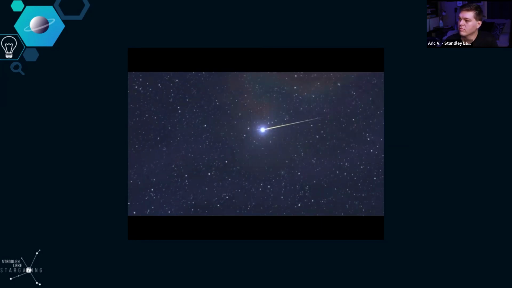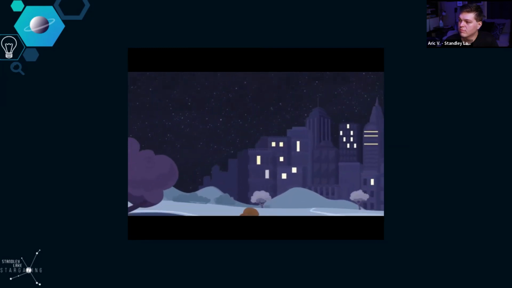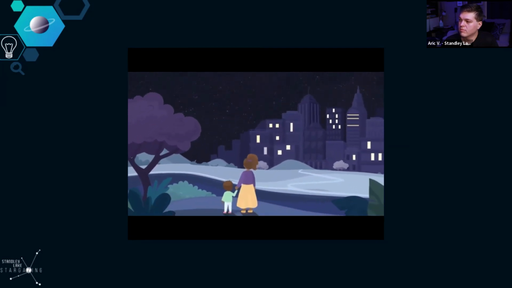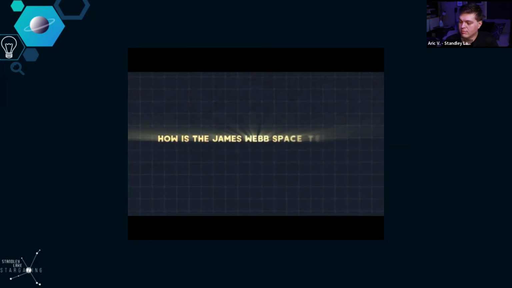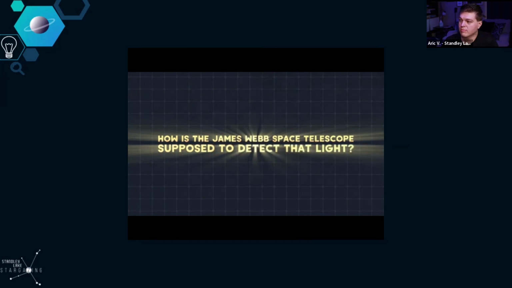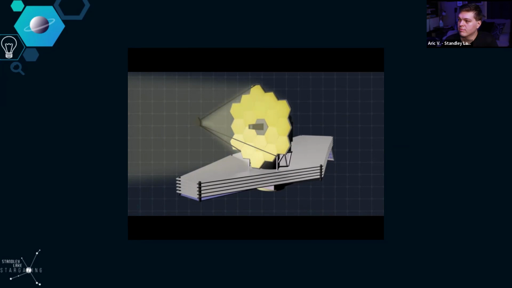Every time you look up at the night sky, just know that there are many stars and galaxies, the light of which stretched and became invisible or too faint for you to see. So here's a question. How is the James Webb Space Telescope supposed to detect that light? It will be assisted by a huge mirror, which will increase the amount of collected light. The more light, the more detailed the image.